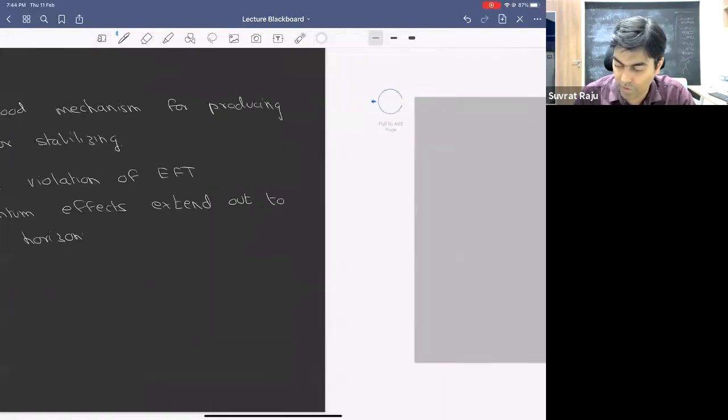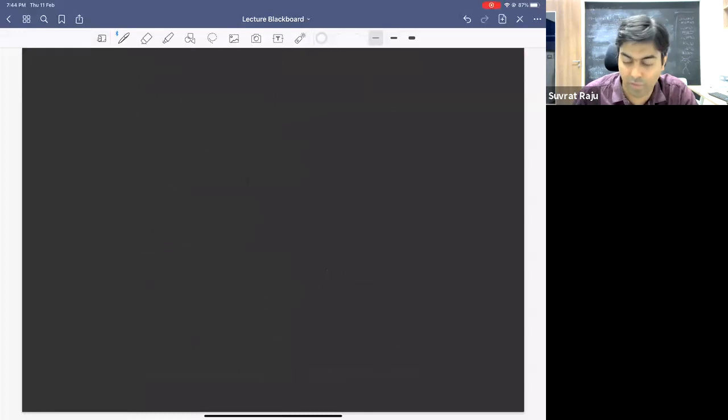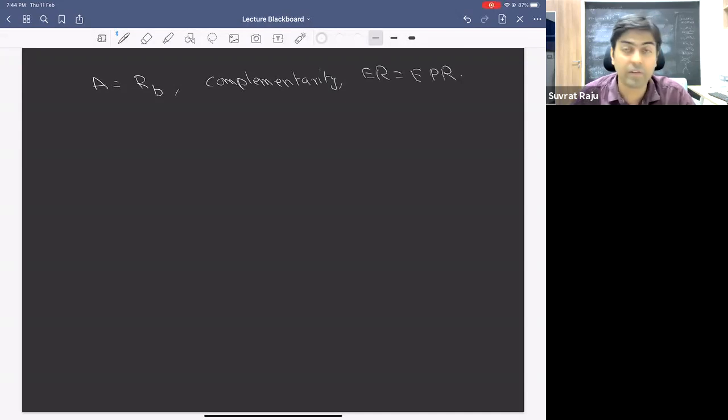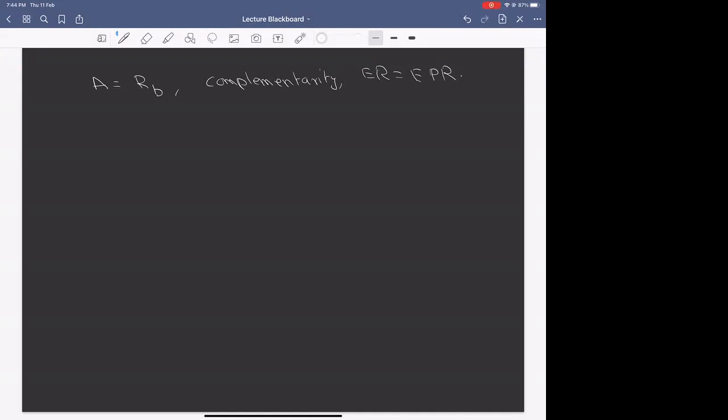There were many other resolutions that were proposed, and they all mean the same thing. These resolutions were called A equals R_B, complementarity, ER equals EPR, and we are going to subsume these resolutions into what we'll call the holography of information. But let me just explain what the spirit of these resolutions is in the last 10 minutes of the lecture.